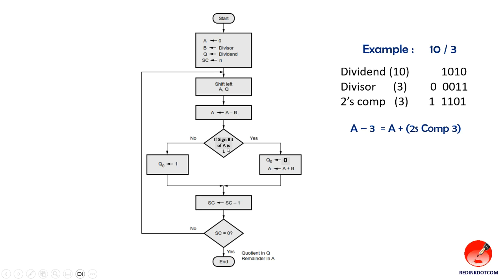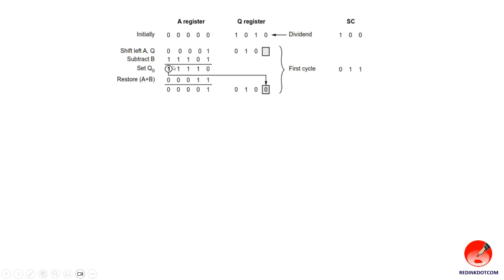Then we have to check the sign bit of the A register value. If it is 1, you put 0 in Q0 and do the restore operation. If it is 0, you put 1 and no need to do the restore operation. You can repeat the next iteration. Now we check what the sign bit of A is. After subtraction, I get the sign bit of A as 1. Then I am going to put 0 in the Q0 position. Then I do the restore operation.